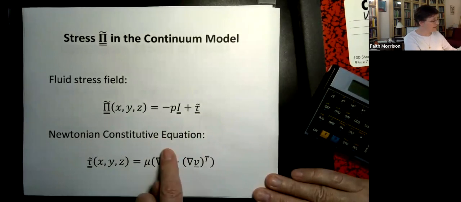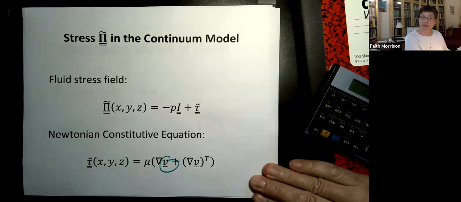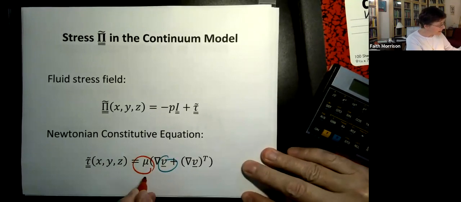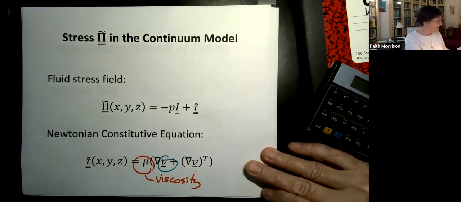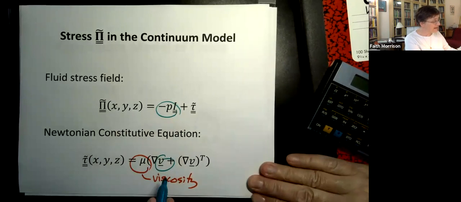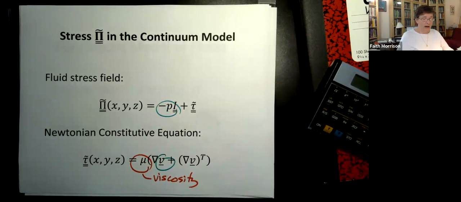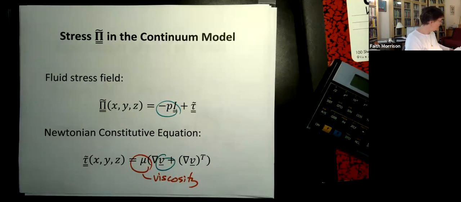This is the Newtonian constitutive equation, and you see here that it has the velocity v, which is one of the two fields we already have. And then it has, in addition, one material parameter. This is the viscosity. This is the only material property that we need to get the stress from the pressure field and the velocity field. So now we would just need to be able to interpret this nomenclature.